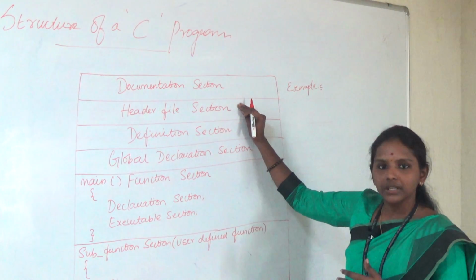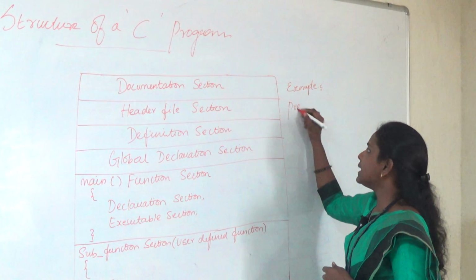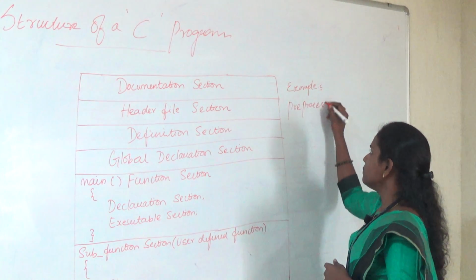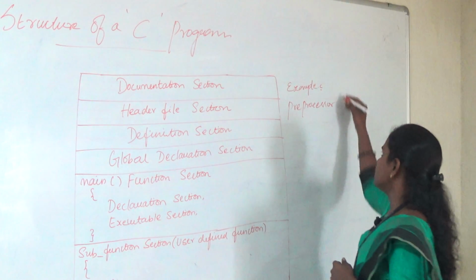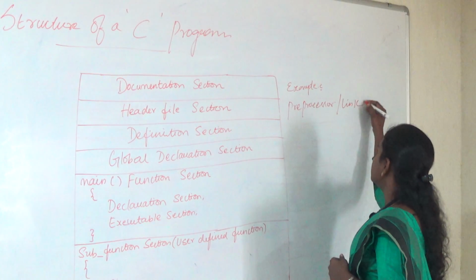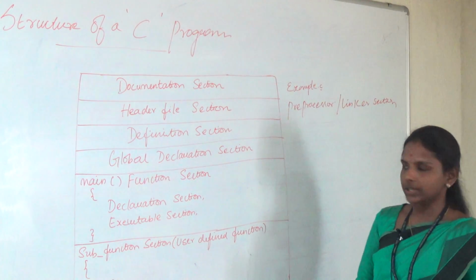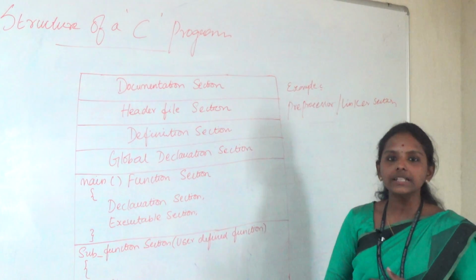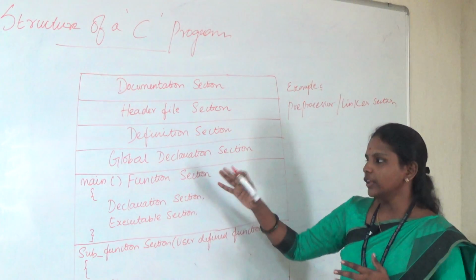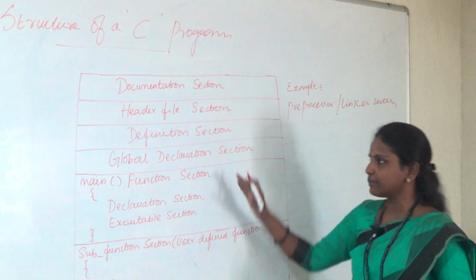The header file section will contain all the header files. This is otherwise called the preprocessor section, or else it is called the linker section. Preprocessor or linker section. In this header file section, we are going to include all the header files which we are going to use inside your entire C program, that is, the body of your C program.